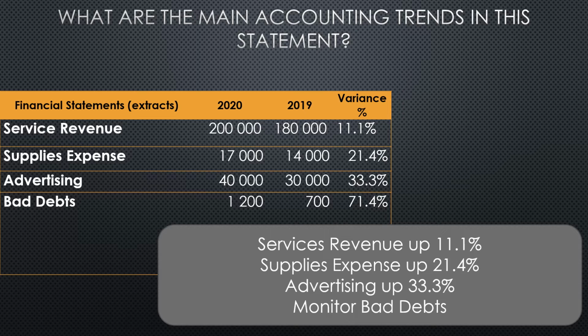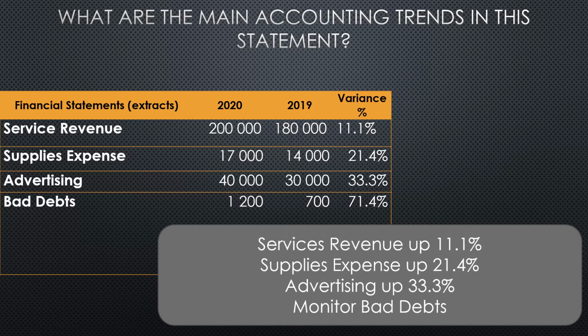Okay, so from that extract there, we can see here that service revenue has positively increased by 11% from 180,000 to 200,000. So in your exam response, you should quote the percentage variance and also the dollar variance. Conversely, supplies expense has gone up by 21.4%, so from 14,000 to 17,000, or a difference of 3,000. That's not ideal because that is obviously impacting our cash flow.